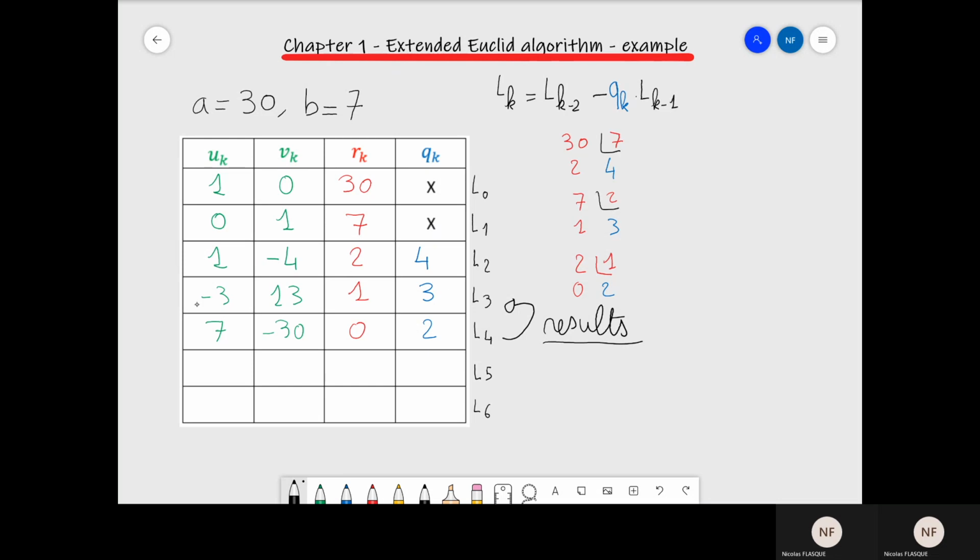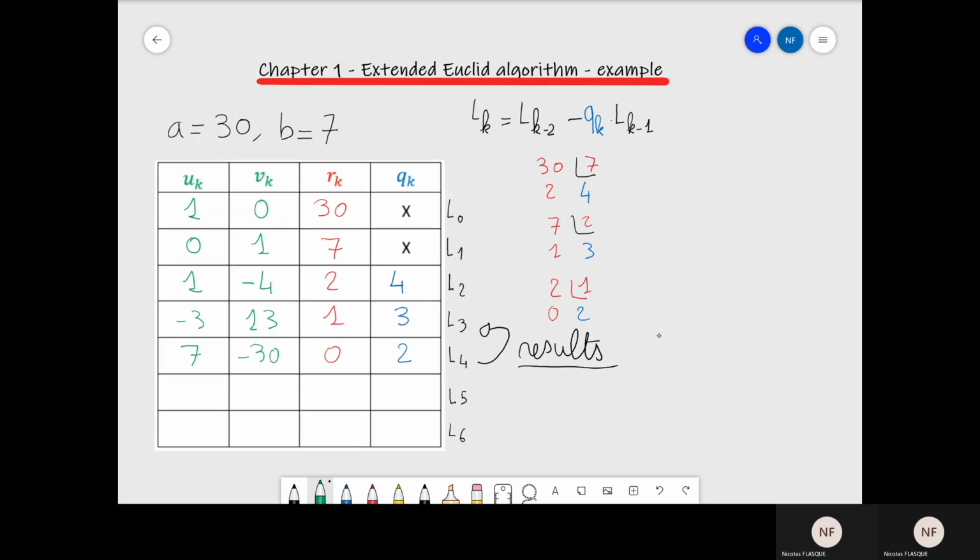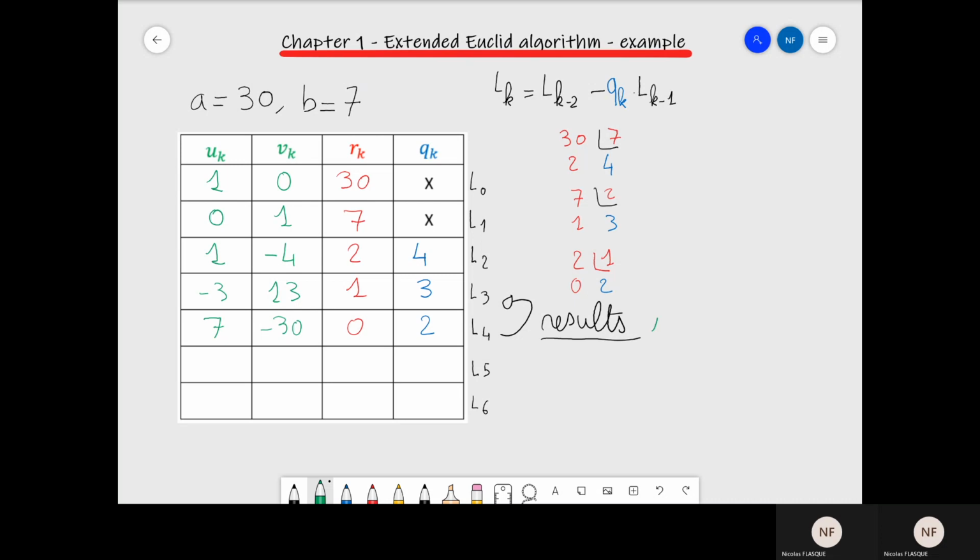So you've got the results here in line number 3, stating that U is equal to minus 3, V is equal to 13, and you also have the value here: the GCD of 30 and 7 is equal to the value which is located in the Rk column, which is 1. So 30 and 7 are relatively prime numbers.